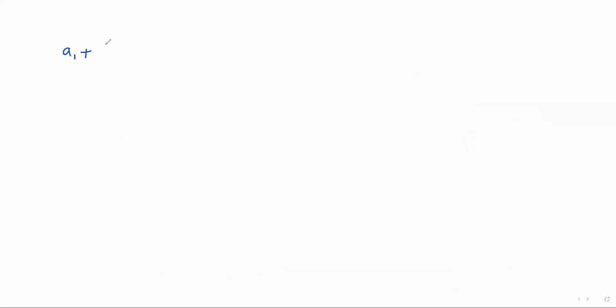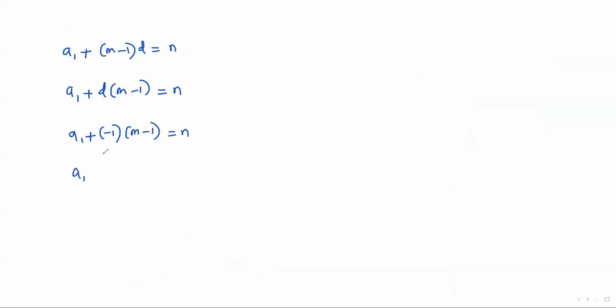a1 plus m minus 1 times d equals, on the right side we have n. Okay, a1 plus, we can write this d in front, then it will be d times m minus 1 equals n. a1 plus, we know the value of d, that is negative 1 times m minus 1 equals n. a1 plus times negative will become negative, and 1 times m minus 1 is m minus 1 equals n. Okay, now we can distribute this negative sign to this one and this one. I'll be getting a1 minus m, negative times negative will become positive 1 equals n.